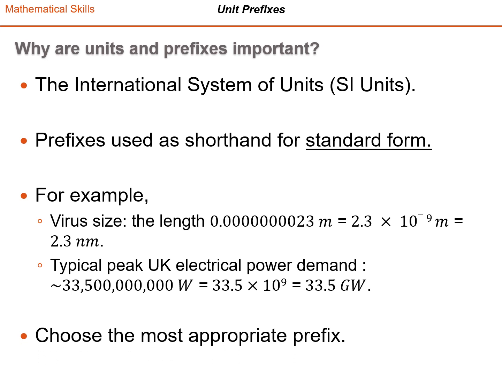In all of these examples, what we're trying to do is choose the most appropriate prefix so that the number we're dealing with isn't an incredibly large number or an incredibly small number, but a number that is easier to make comparisons with without losing track of the number of zeros.